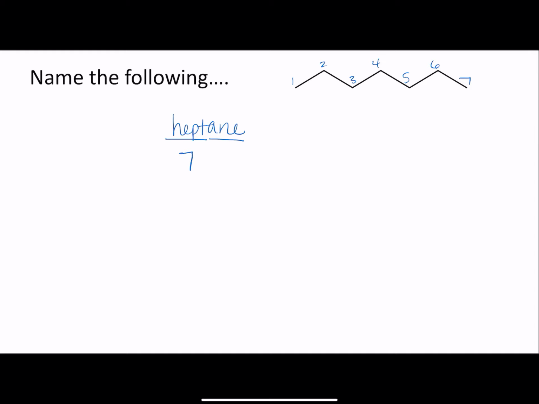But then we're going to have one more piece that says these carbons are all lined up in a big pretty row. It is a straight chain hydrocarbon. That's what we would call this. Okay?